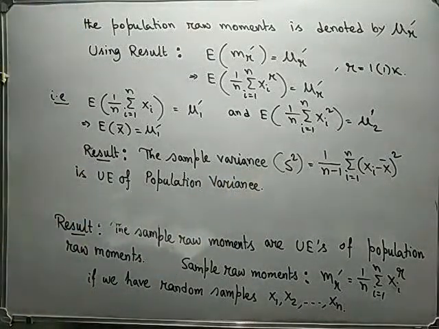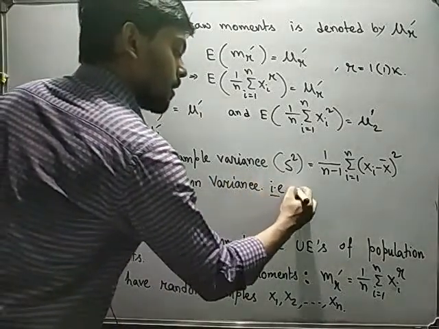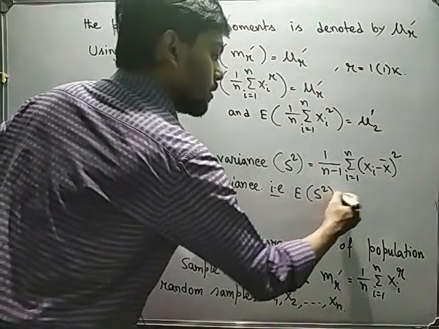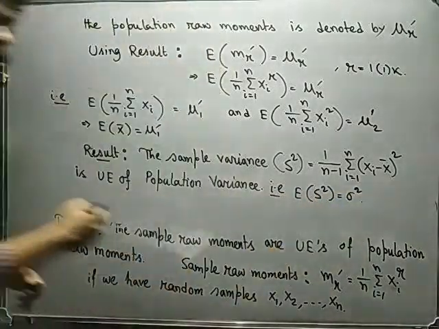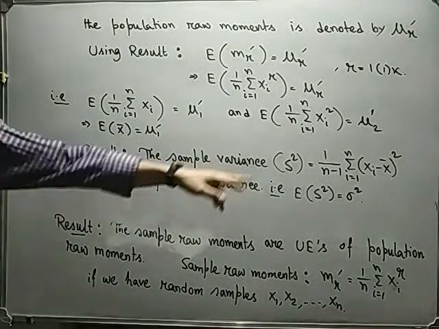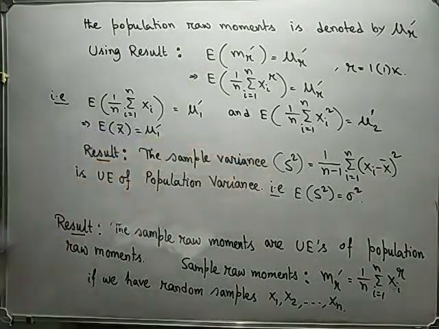Now what does that mean? That is, the expectation of A square is exactly equal to sigma square, where sigma square is the population variance.